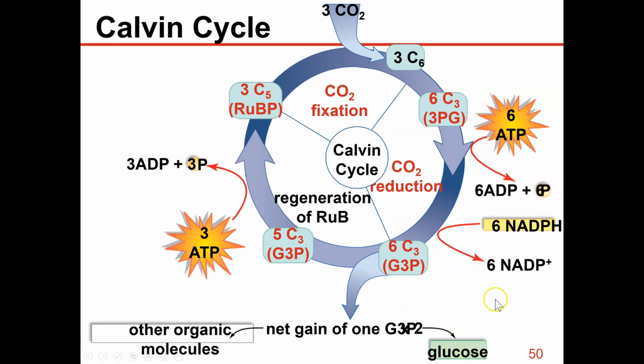So in this case, because we had 3 carbon dioxides enter, we end up with 3 6-carbon molecules, which split into 6 3-carbon molecules, which are converted to 6 3-carbon glyceraldehyde 3-phosphates. Only one of the glyceraldehyde 3-phosphates is actually going to be used by the cell. The rest, the other 5, are going to go into producing more RuBP, so that we always reproduce the RuBP.